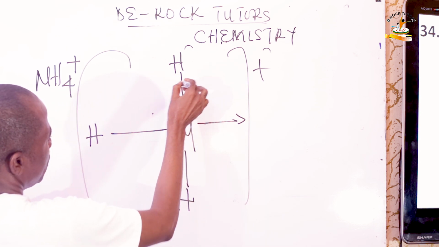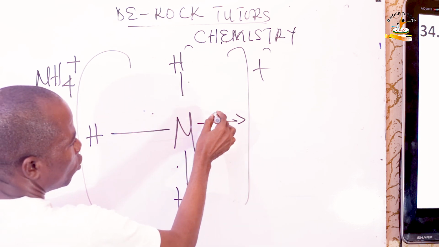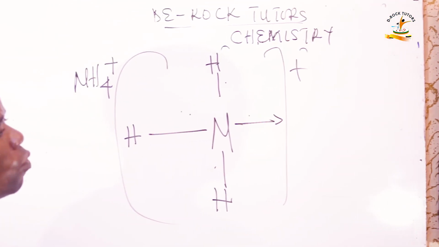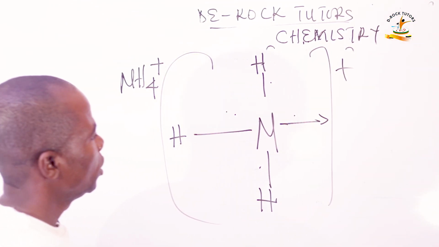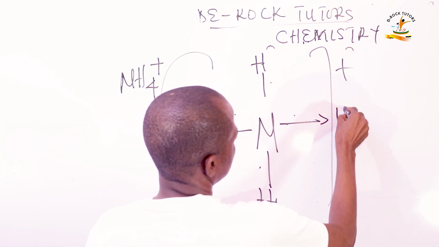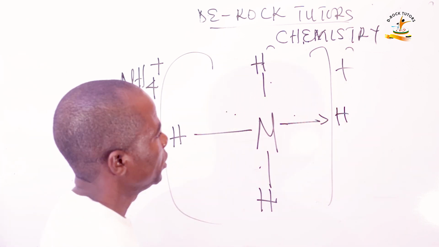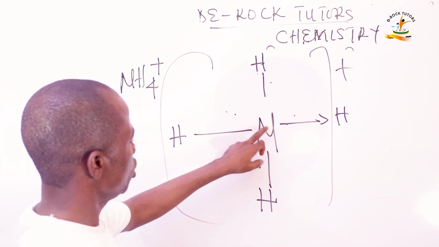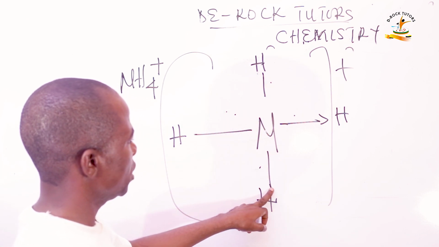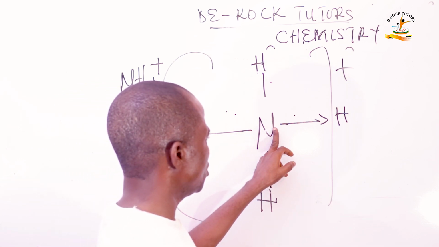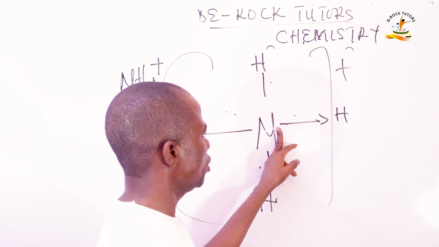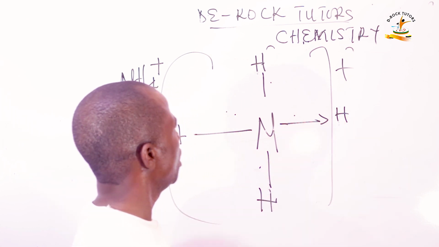So, one, two, three, four. Nitrogen can form a maximum of four covalent bonds. There is a covalent bond between nitrogen and hydrogen, three times over, although the fourth is an example of a coordinate covalent bond between this particular nitrogen and the hydrogen ion.